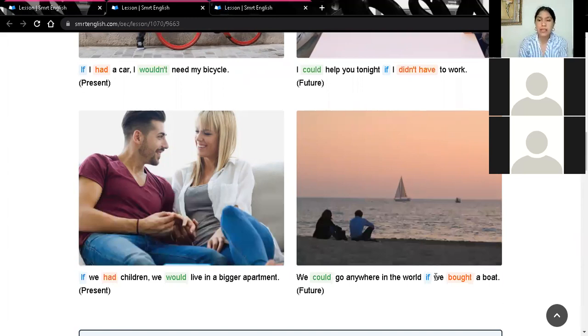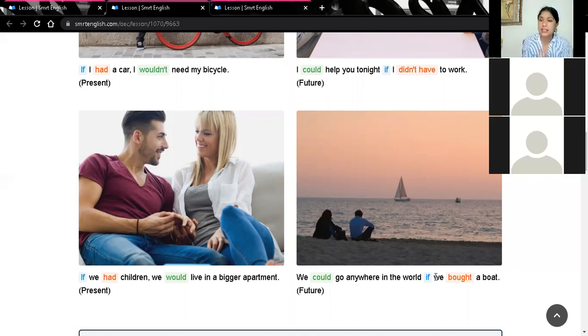Next example. If we had children, we would live in a bigger apartment. I'm referring to the present time. What does this mean? It means that they don't have children. But if they had children, they wouldn't be living in the house they live in, because they would be living in a bigger apartment.